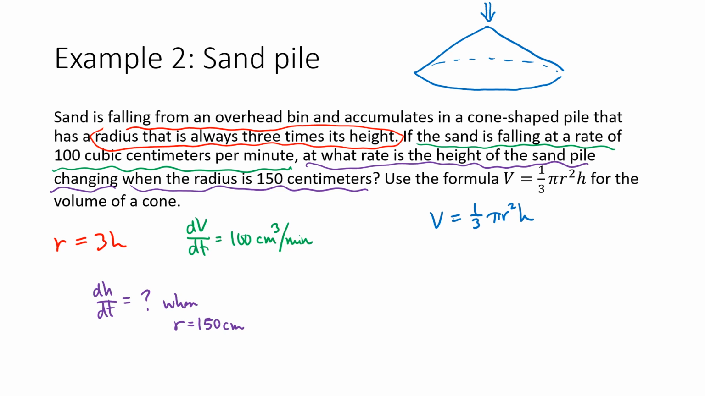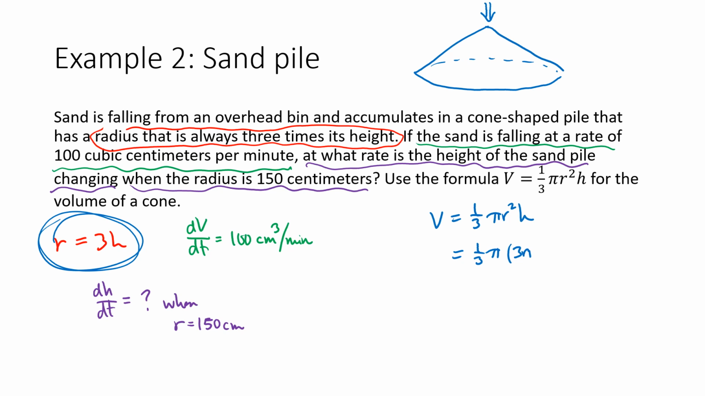And so if I was going to take my derivative with implicit differentiation on the right-hand side, I'm going to need to use the product rule, because r squared is a function, h is a function, and that's going to be a bit of a mess. So before I take the derivative, I'm going to use this fact that they gave me, that r equals 3h. I'm going to simplify my formula before I take the derivative.